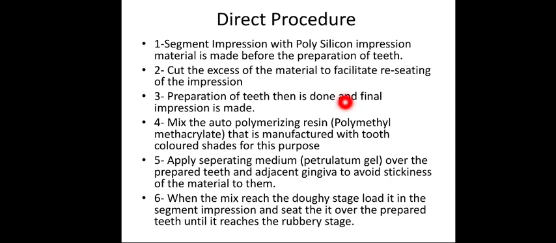We take an impression before preparation, remove the excess, and after preparation we place a separating medium on the tooth, and we mix the temporary restoration material. The custom-made temporary restoration is made from acrylic, polymethyl methacrylate material. Mainly it is a white acrylic, or maybe in shades to mimic the color of teeth in the anterior.